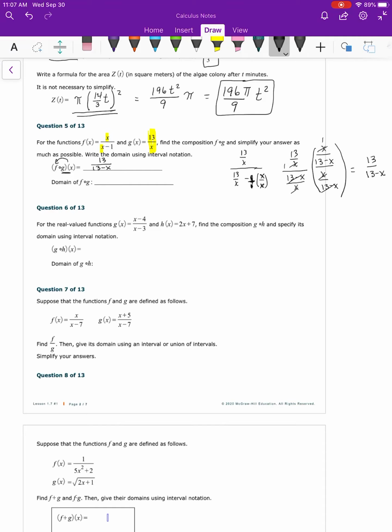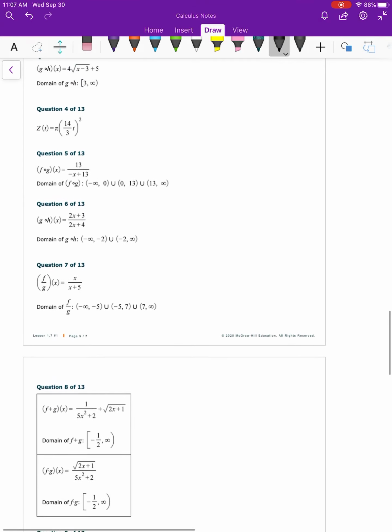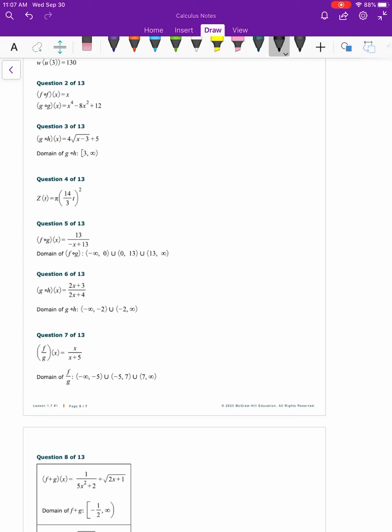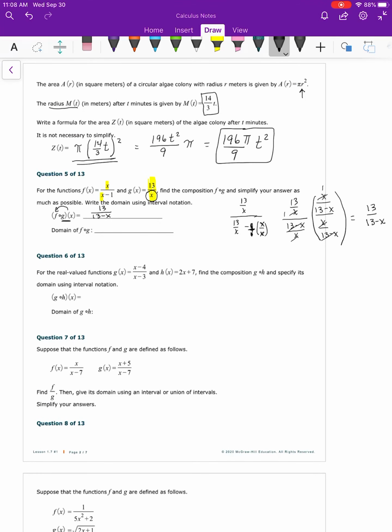What would your domain be? Well, you have to be careful because it's created by a function that you cannot put 0 in. But then when you get done, when you've simplified it, you can't put 13 in it. Okay? So when I go down here, I'm just going to check my answers. Here's the answers. We have to take out 0 and 13. Okay? So I just wanted to make sure that I was telling you correctly.